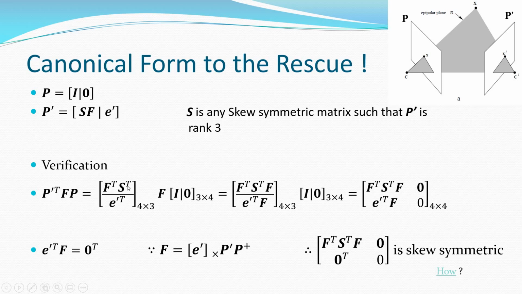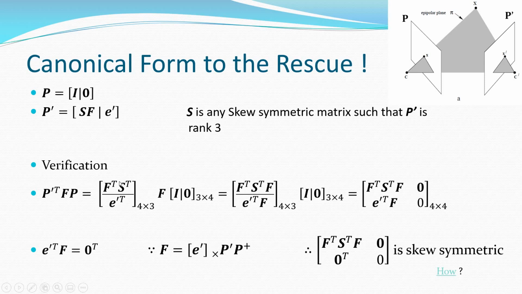So we have P dash transpose, so just taking the transpose of it. Also please take into consideration the size of the matrix. P dash and P both are 3 cross 4 matrices, so if you take its transpose, it will be 4 cross 3. Please understand this notation. F is a 3 cross 3 matrix, S is a 3 cross 3 matrix, so their multiplication is also a 3 cross 3 matrix.